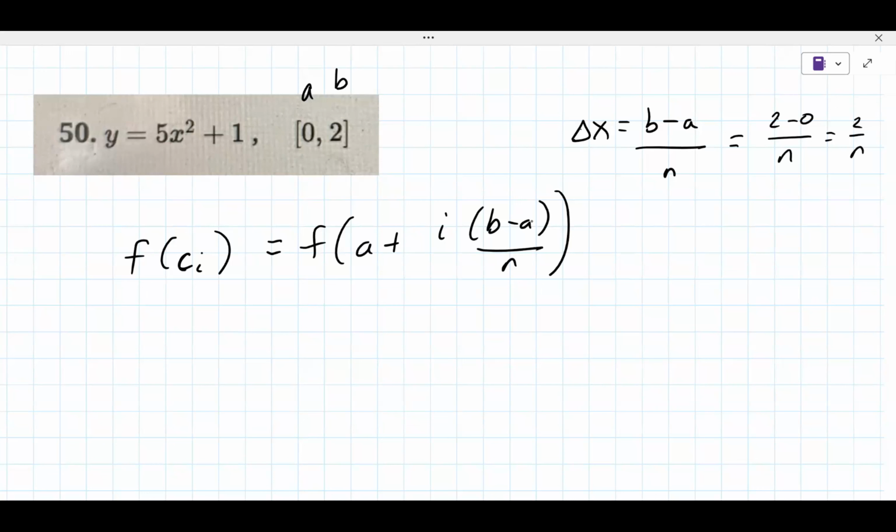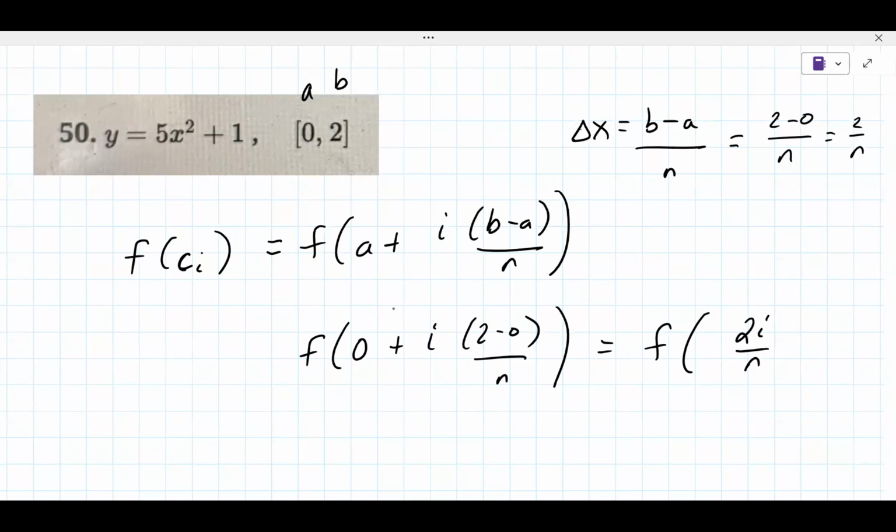So it's f of 0 plus i, and then b minus a is 2 minus 0 over n. Whenever you have a 0 in the a position, a lot of stuff goes away. So it ends up being f of 2i over n, like that. And then this is your f of x up here.